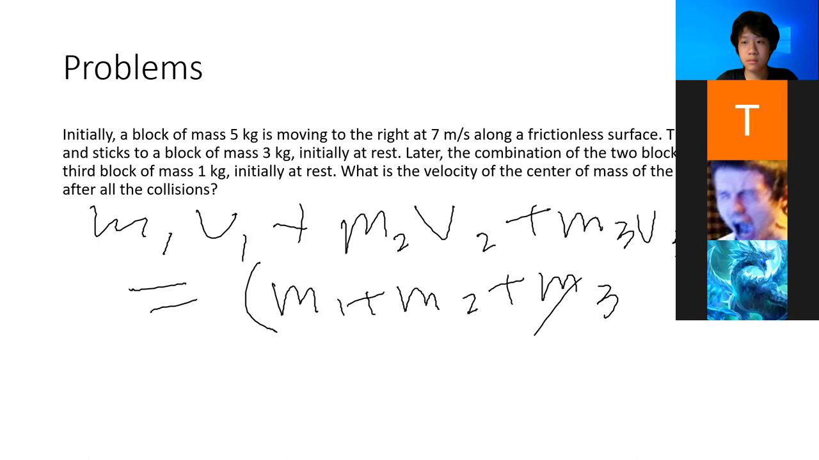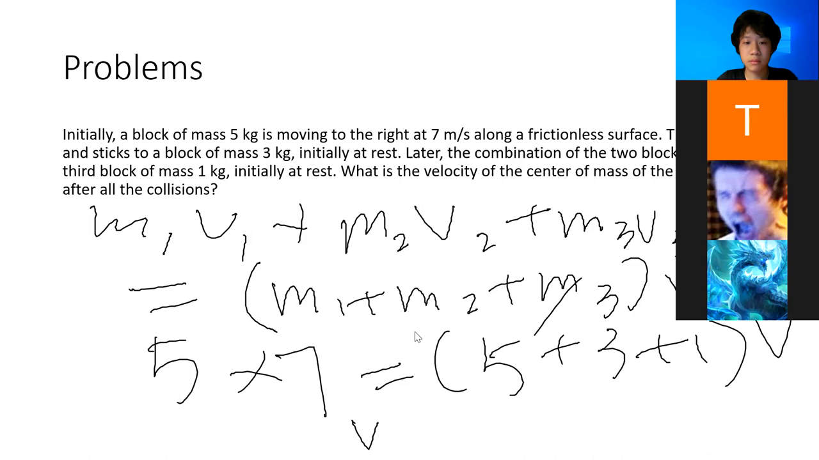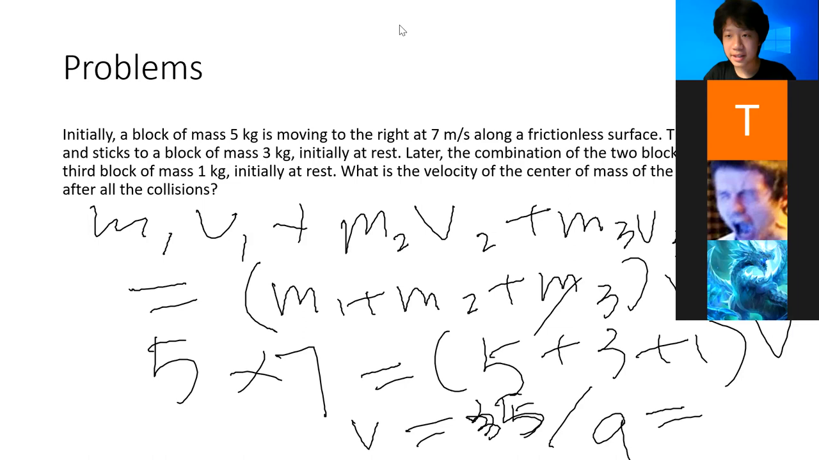So then 5 times 7 plus 3 times 0 will equal to, and then 5. And then it'll just be over 9. Yep, exactly correct. And if you were to calculate that, that would be 3.88.